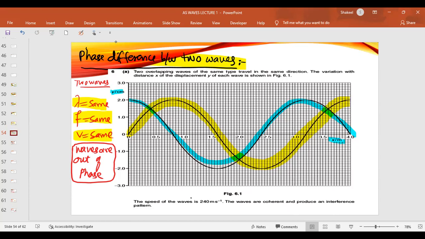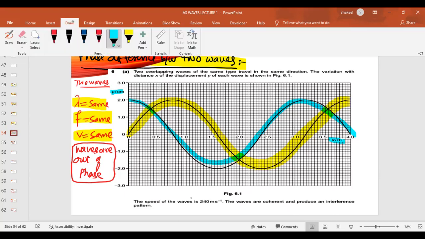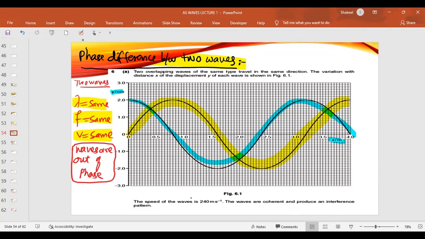Okay, as you can see, it is very clear. First, I'm telling you the shortcuts. It is very clear that the first wave, the yellow wave, is starting from 0 and the blue wave is at the extreme position. It means the phase difference between them is 90 degree or pi by 2 radian. Because if one is at mean and one is at extreme at the same position, it means the phase difference between them is 90 degree.